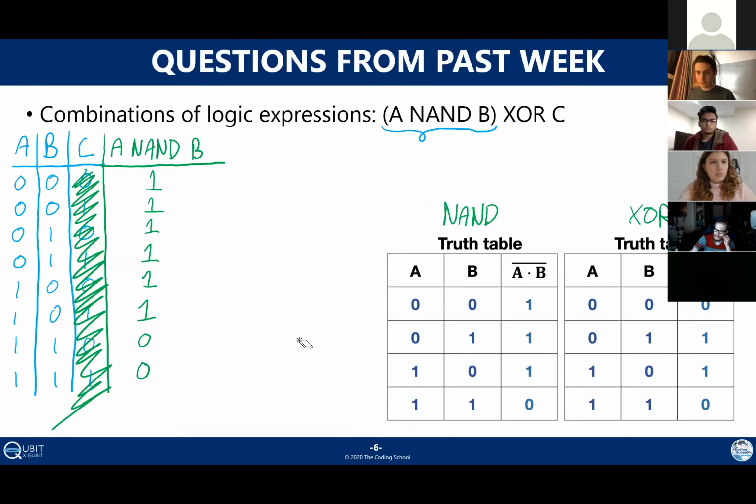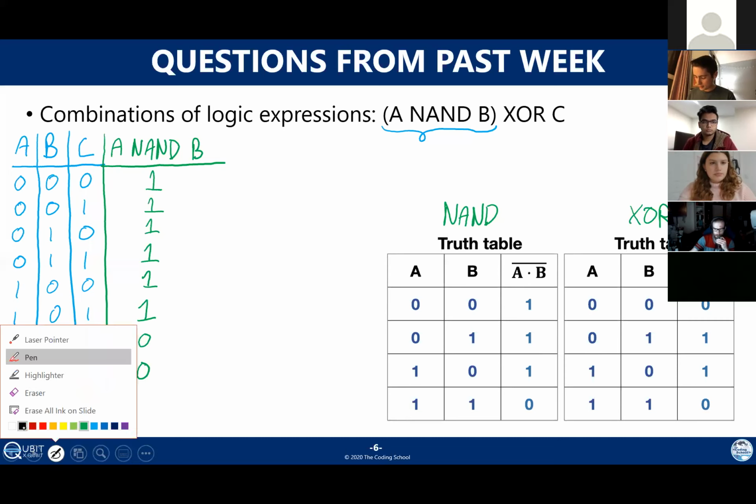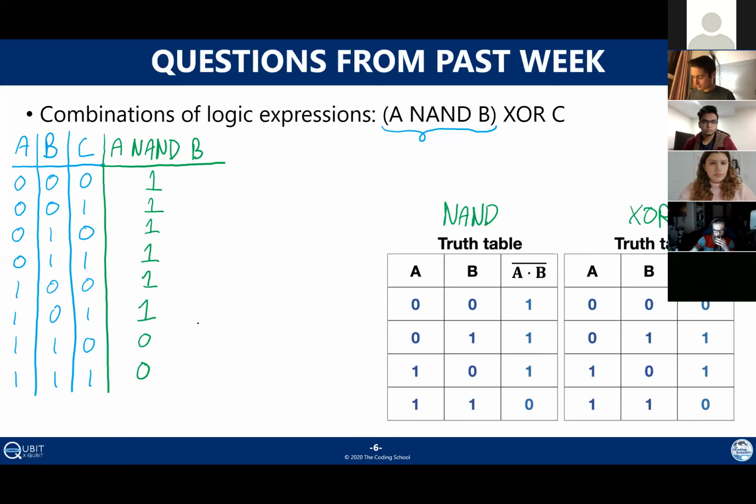Okay, so now that we have this figured out, let's move on one more step and look at the entire expression. I'll switch colors again here, and then we'll make a column for our final expression, which is the whole thing, A NAND B, XOR C.